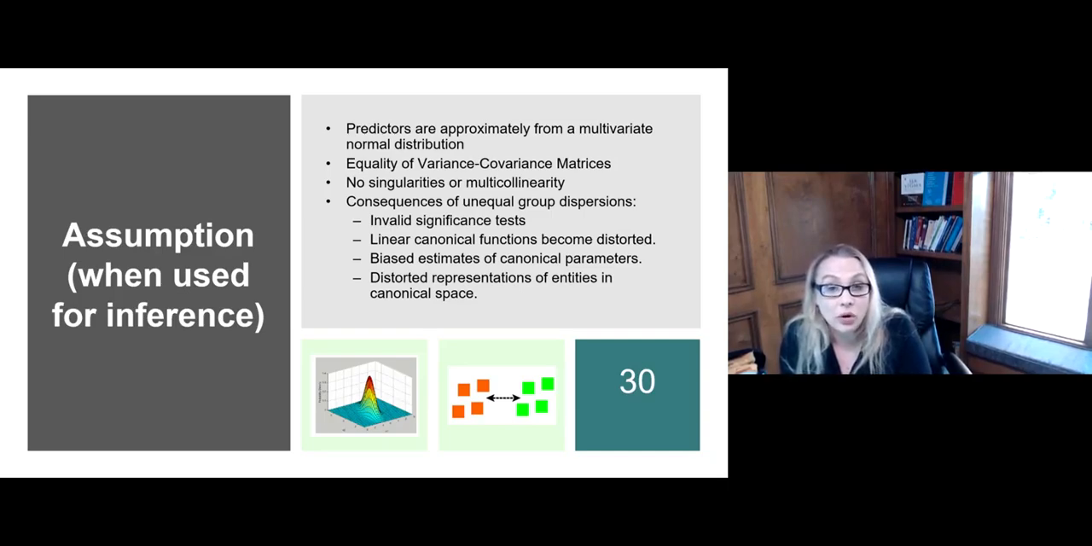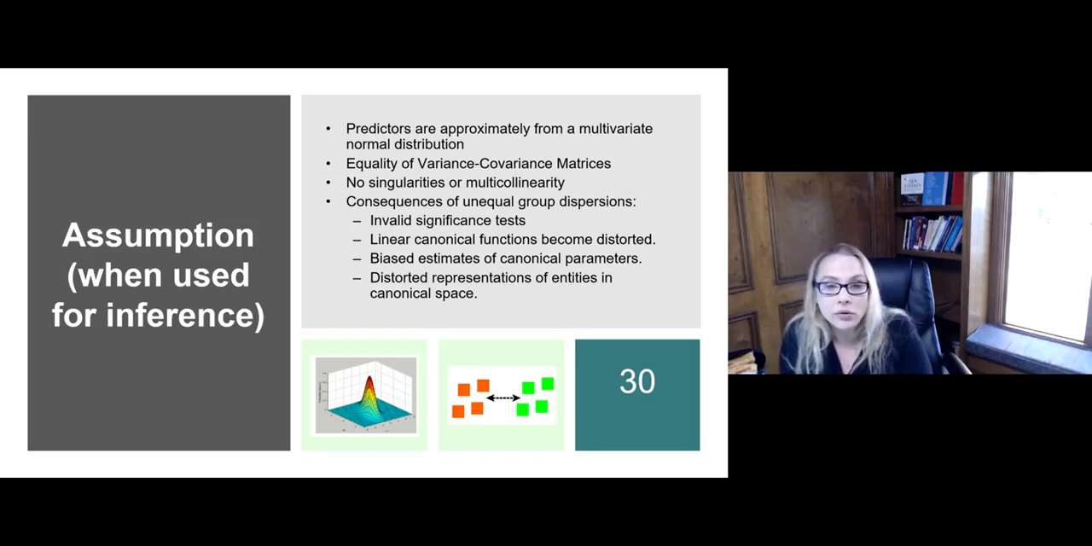You are assuming equality of variance-covariance matrices, so they've got to be the same. And there are not any singularities or multicollinearity. So you cannot have perfect multicollinearity or perfect collinearity. And the consequences of unequal group dispersions mean that you have invalid significance tests, and then your linear canonical functions become distorted, and you'll have biased estimates of the canonical parameters, and then you will also have distorted representation of the entities in the canonical space.